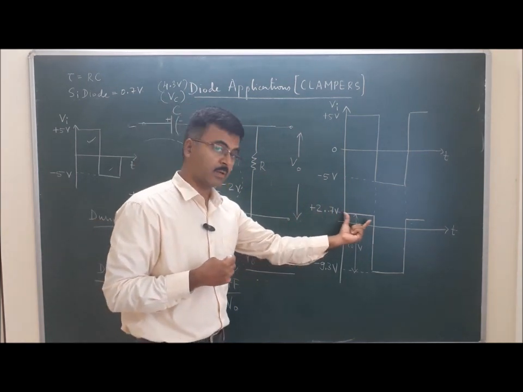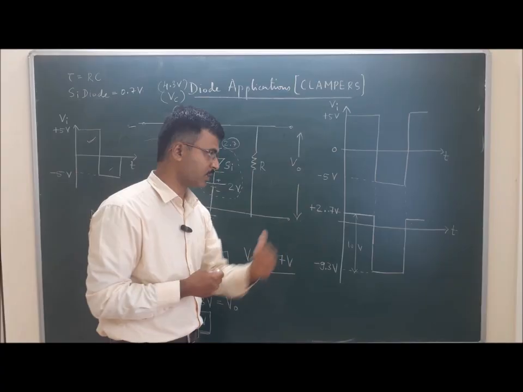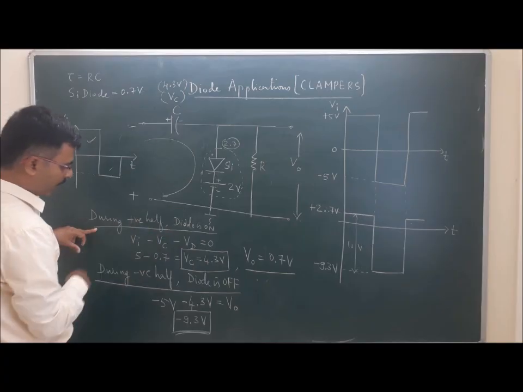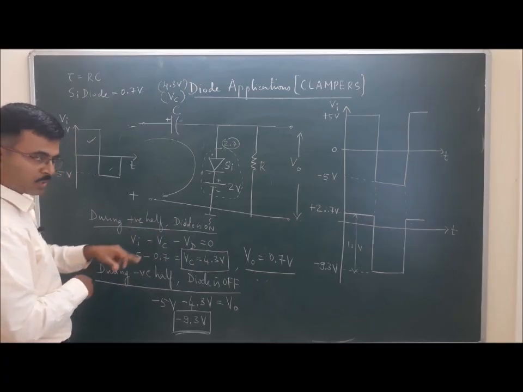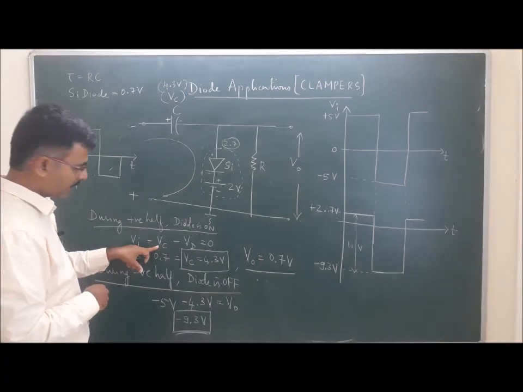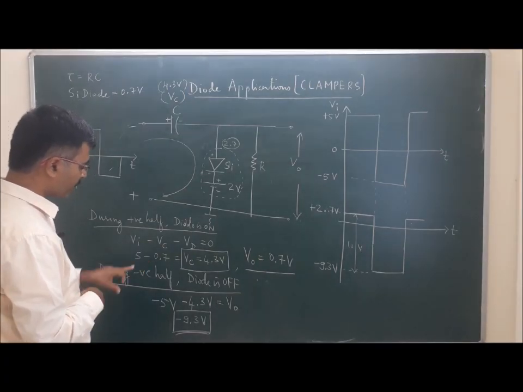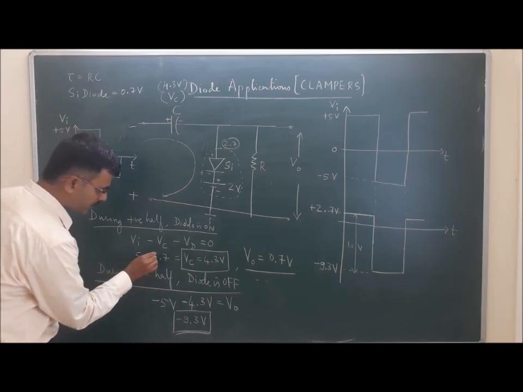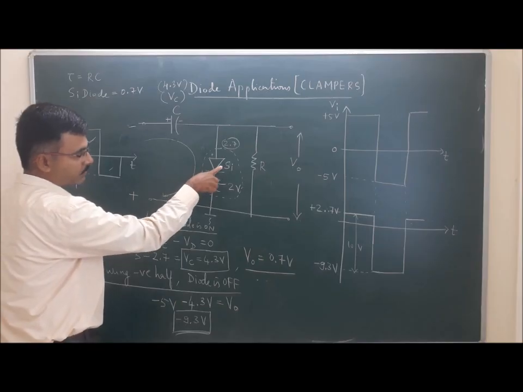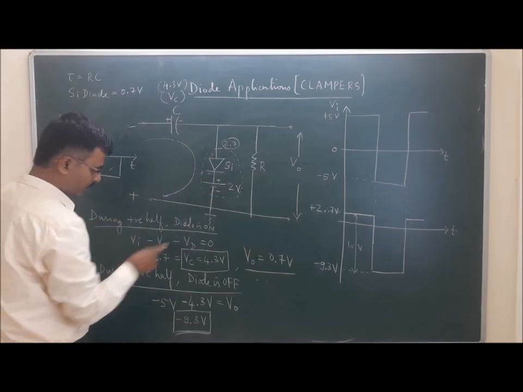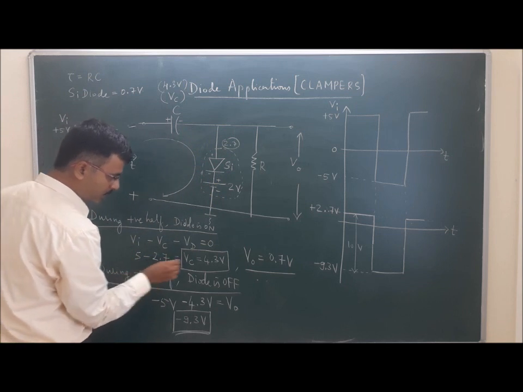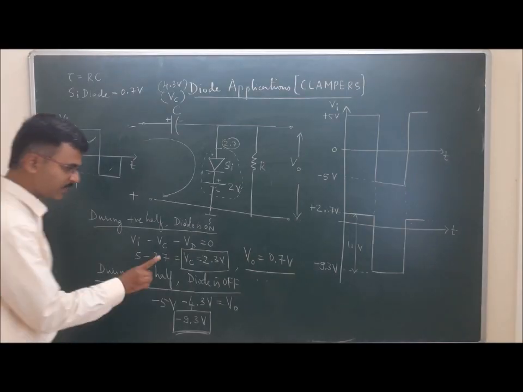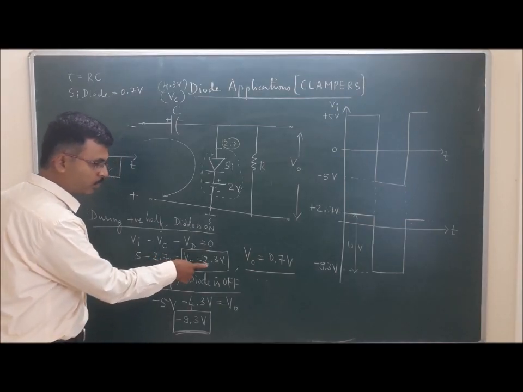But will the output start from here? Yes, it has to start from here. How? Okay, so let us just quickly verify it, right? So during the positive half, Vi is still the same. What changes is the voltage across the capacitor. Because now it will be 5 minus not 0.7. Instead of 0.7 it will be 2.7. Why 2.7? Yes, 0.7 of the diode and 2 volts of the battery. So overall it is 2.7. So 5 minus 2.7 volts will be 2.3 volts. So the capacitor will get charged to only 2.3 volts.